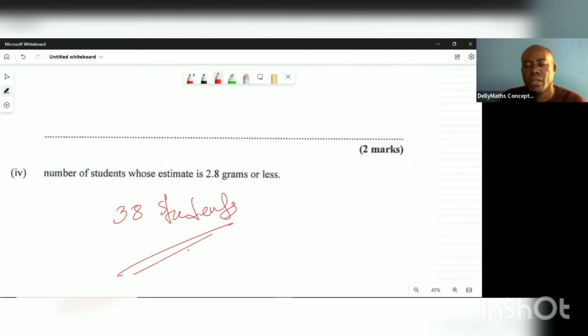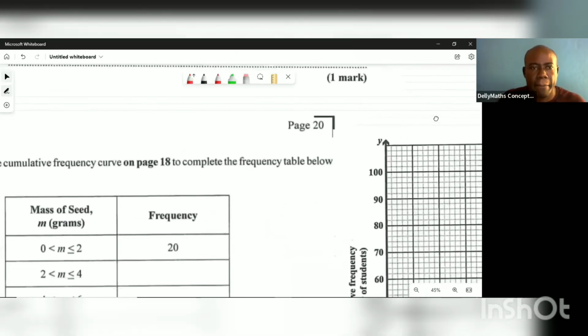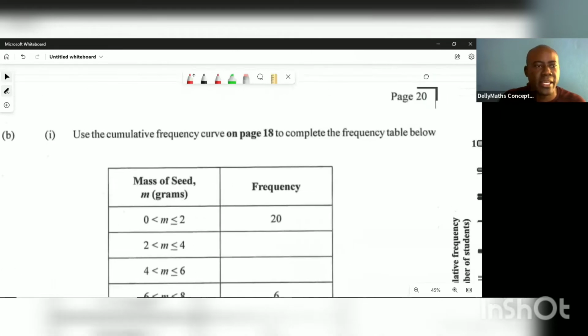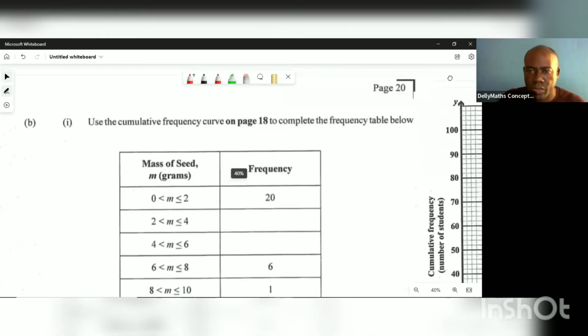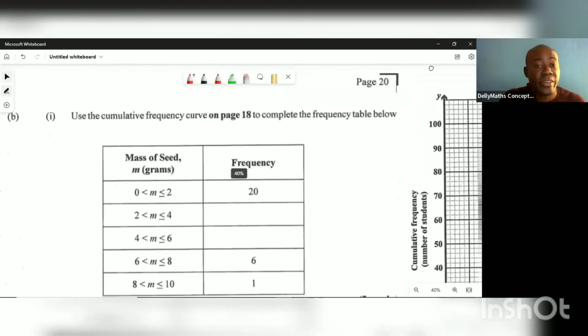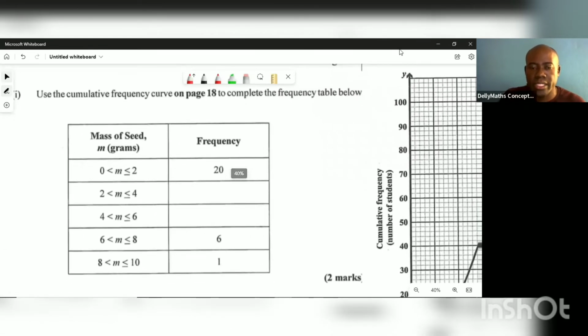All right. Let's move forward now to see what else is being asked. The question here says use the cumulative frequency curve on page 18, which is what we're looking at, to complete the frequency table. Now we want to understand that the cumulative frequency table would have produced the cumulative frequency curve. So when you pick up the answers from the curve, that's not the frequency, that's the cumulative frequency.